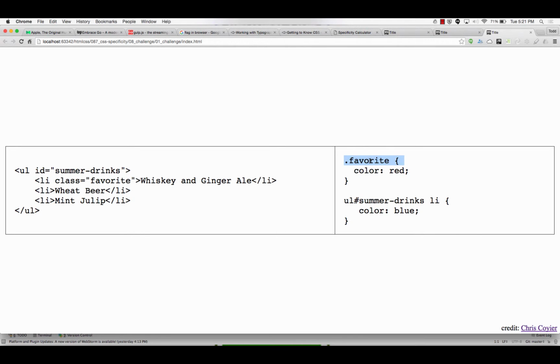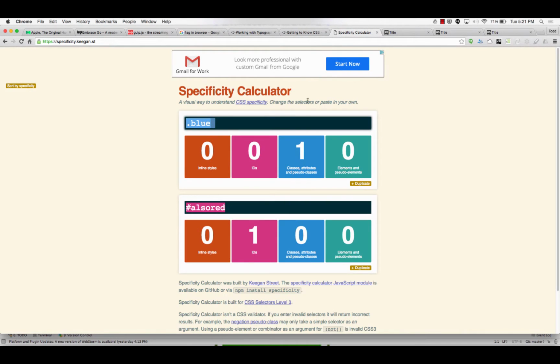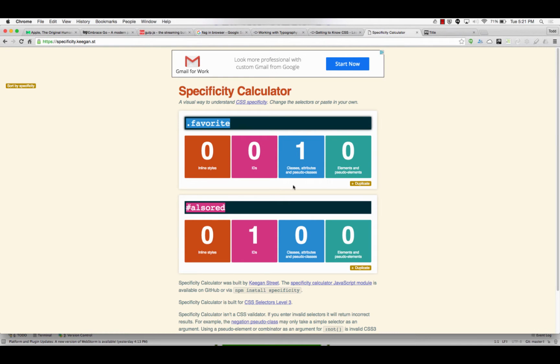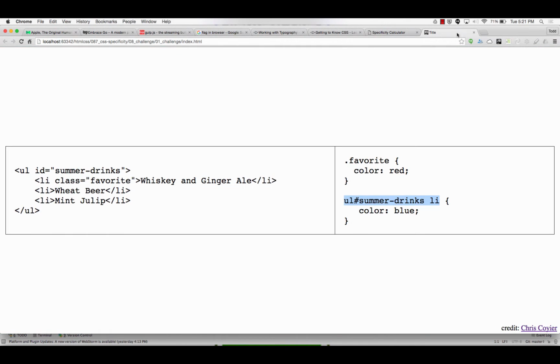So the specificity on this one is what? We could do this. Yep, 0, 0, 1, 0. That's favorite. And then we could also do this. That's going to be a 1 and a 1, and this will be a 100 because it's an ID. 102. Which one's going to win now? What's the color going to be? How many people said blue originally?